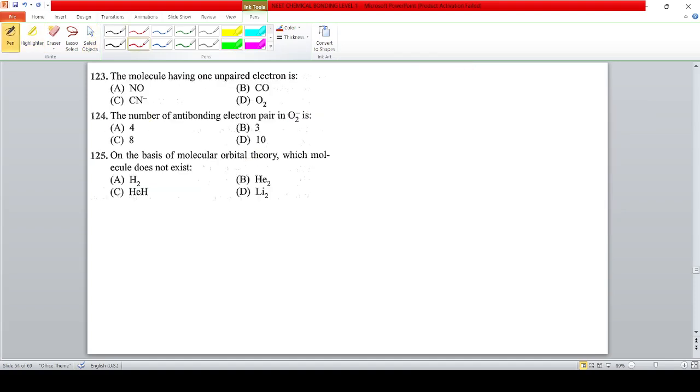123. The molecule having one unpaired electron. So, the molecule which is having one unpaired electron. Very simple. NO. How, sir? Nitrogen is having 5 valence electrons. 1, 2, 3, 4, 5th one. Oxygen is having 6. 1, 2, 3, 4, 5, 6. Oxygen is octet, but nitrogen is not. There is an unpaired electron. So, the one having an unpaired electron is NO.